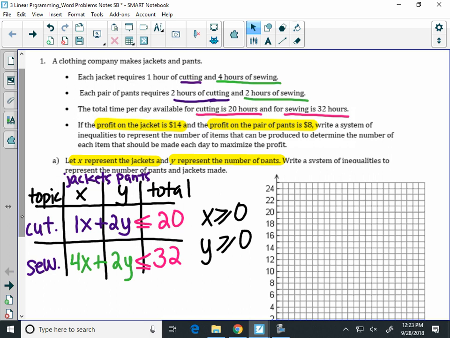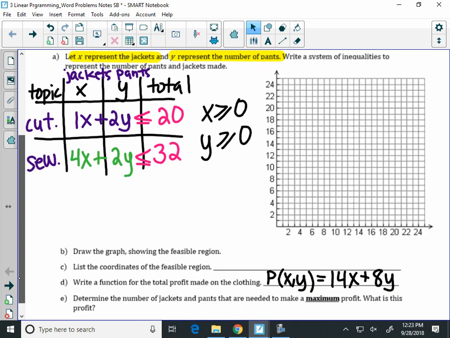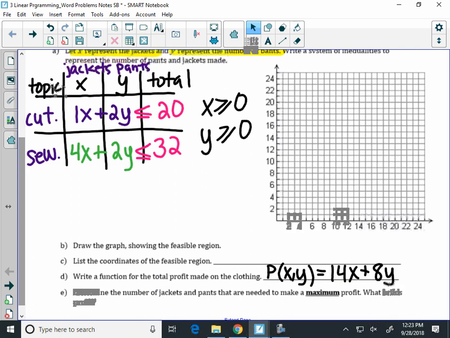Today, we're now going to take those and graph them, because our goal is to figure out what it says in part E. Determine the number of jackets and pants that this company needs to make to maximize their profit. So they have a time constraint for sewing and a time constraint for cutting the fabric. Staying within those constraints, how much product do they have to make the most money? That's our goal. So to do that, we have to graph.